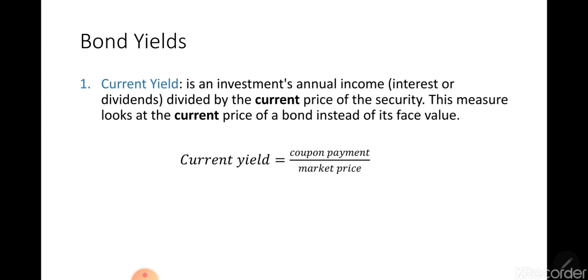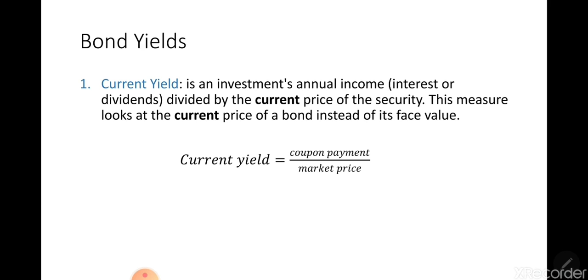of the security. This measure looks at the current price of a bond instead of its face value. So current yield tells you the annual income, the annual return the investor will get from purchasing the bond. That's why we divide in the formula. We have current yield equals coupon payment divided by market price.